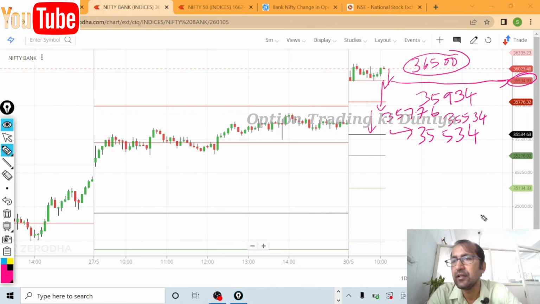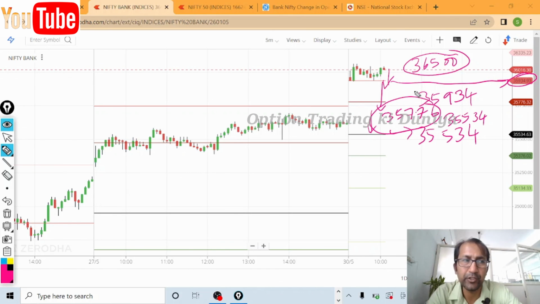You can sell for a target of 35,776. If it is continuously trading above 35,934, you can buy for a target of 36,500. So that is the Nifty and Bank Nifty levels for 30th May. Today, all important, don't be in a hurry to buy puts or sell the call. Just wait for levels to break.